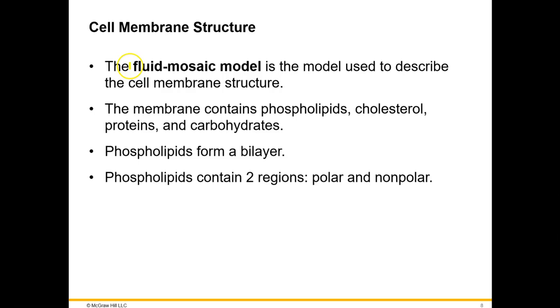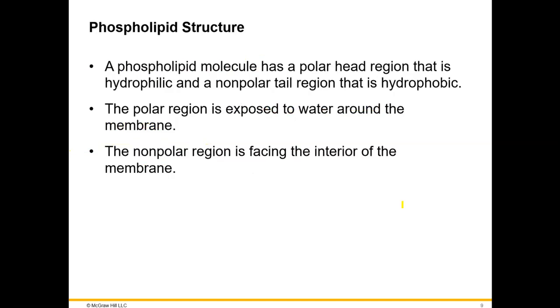We describe the plasma membrane as a fluid mosaic model. The fluid mosaic model is the model used to describe the structure of the plasma membrane. And it says that the membrane contains phospholipids and cholesterol, proteins, and carbohydrates. The phospholipids actually arrange themselves into a double layer or a bilayer. And the phospholipids contain two regions, a polar region and a nonpolar region. Basically, a region that is hydrophilic or polar is the head of the phospholipid, and the nonpolar region are the fatty acid tails, and they are hydrophobic. They do not like water.